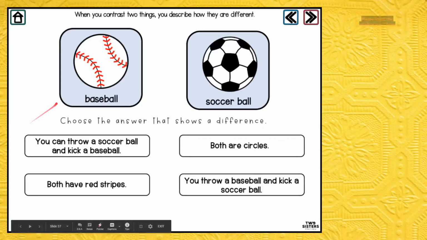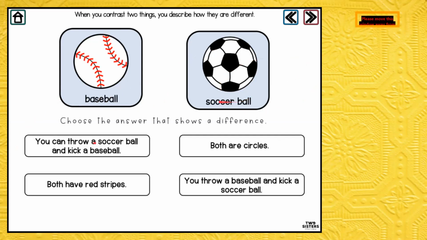All right, and our last one, we're comparing the baseball and the soccer ball this time. Choose the answer that shows the difference. You can throw a soccer ball and kick a baseball. Is that true? Both are circles. Well, that's true, but we are contrasting this time. We're telling what's different, so that's not our answer. Both have red stripes. Well, that's actually not true. You throw a baseball and you kick a soccer ball. That one sounds like what's right. That's the difference between a baseball and a soccer ball.